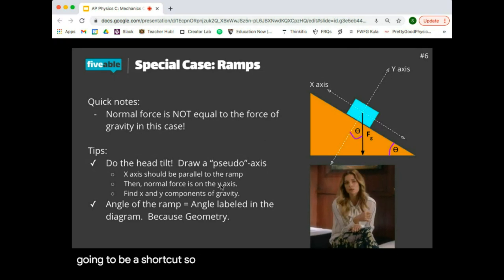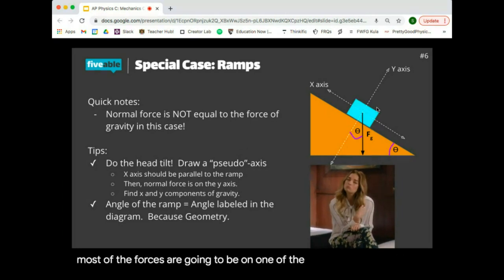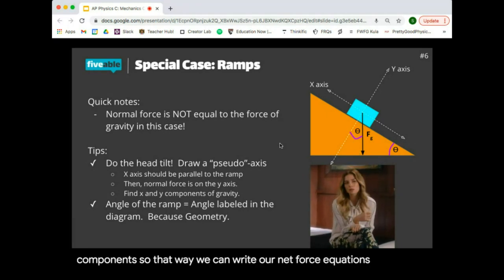So if we do that, then when we set up our problems, most of the forces are going to be on one of the axes, and we can treat it pretty much like normal. The only thing we'll have to deal with is getting this force of gravity into components, so that we can write our net force equations.